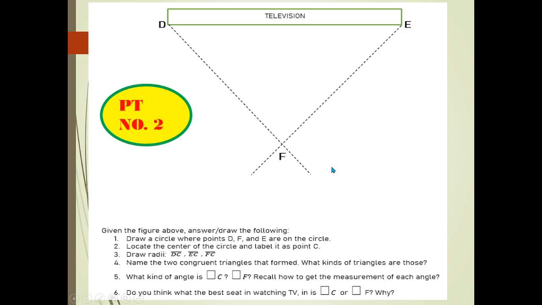And for your performance task number 2, you're going to look for the center of the circle and label it as point C. Then from that, you name the two congruent triangles and you answer which is the best seat in watching TV. Is it angle C or angle F and Y?